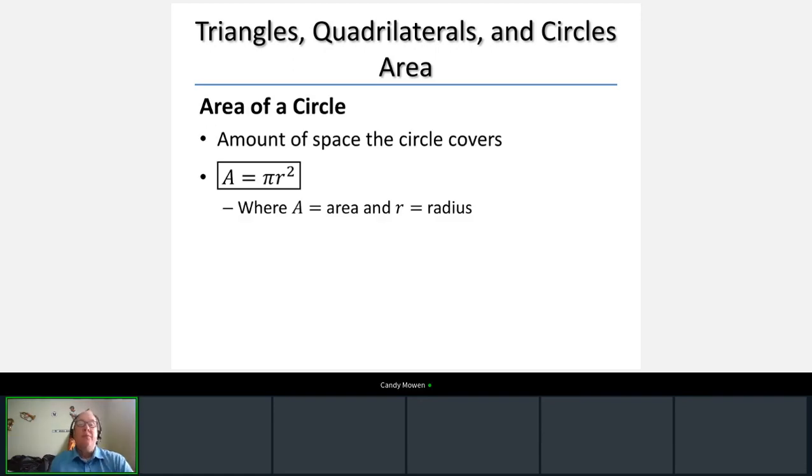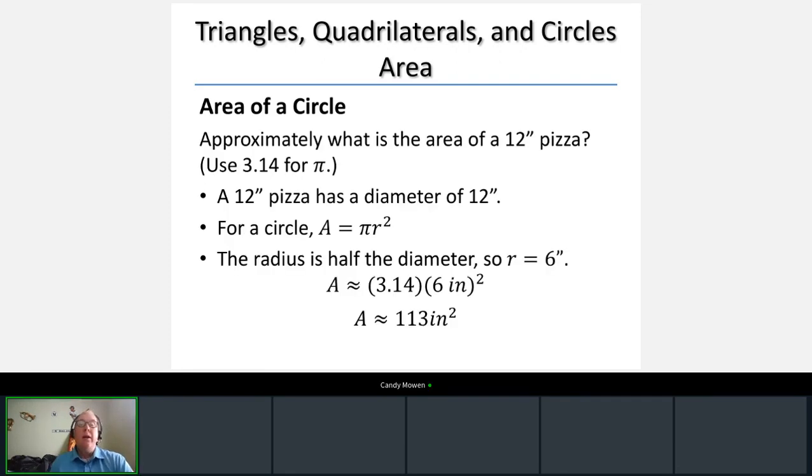Area of a circle, the amount of space the circle covers. A equals pi r squared. Area equals pi times radius squared. Approximately, what is the area of a 12-inch pizza? We're going to use 3.14 for pi.